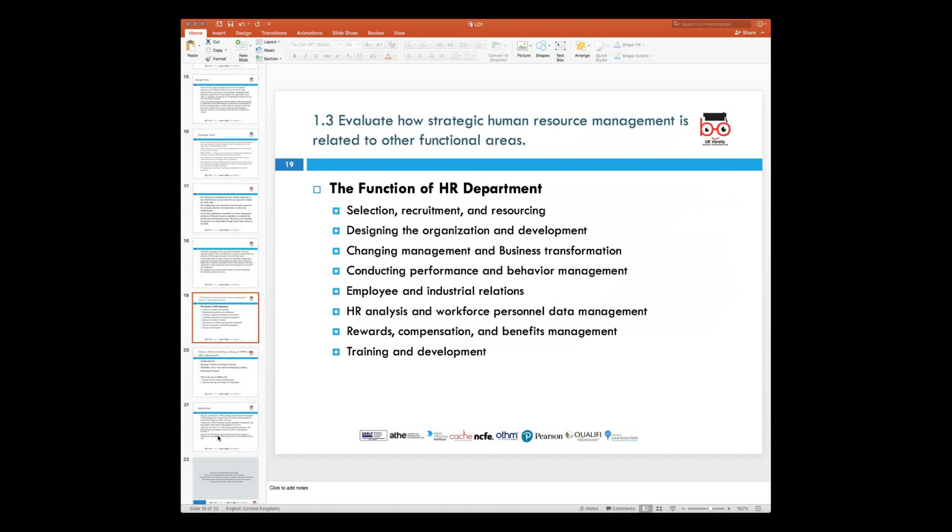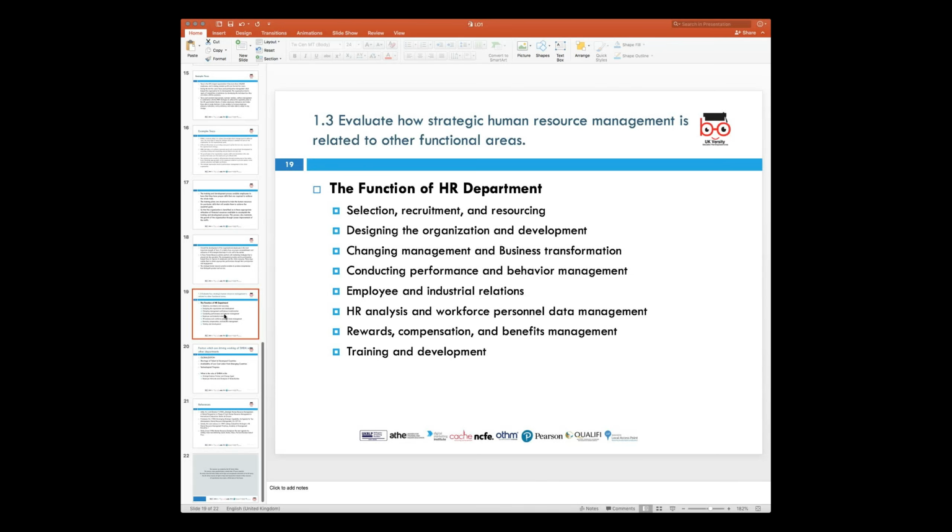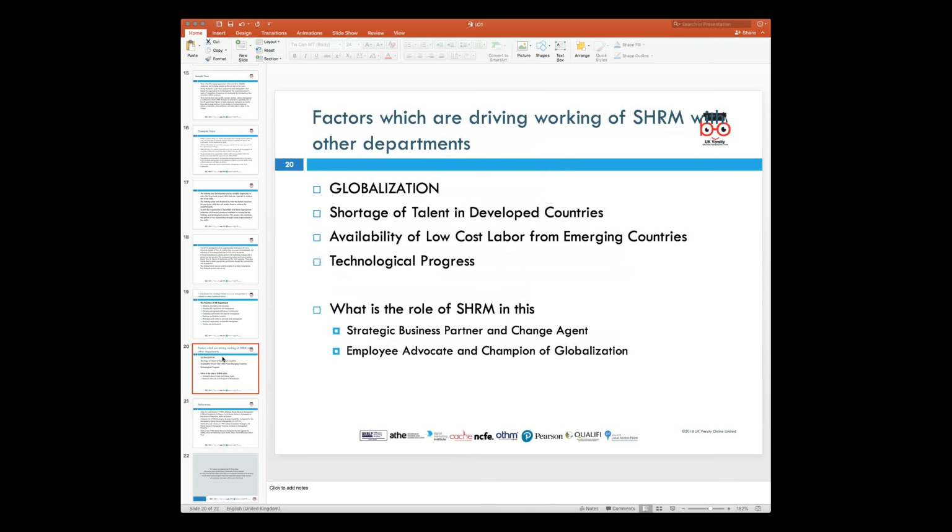Now let's look very briefly at the last task in this particular learning outcome one, which is looking at the role of SHRM with regards to other functional areas within the organization. We discussed the functions of HR, and now let's understand how these functions are related to some of the other areas of the organization.